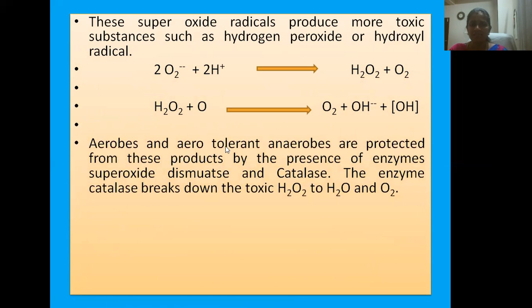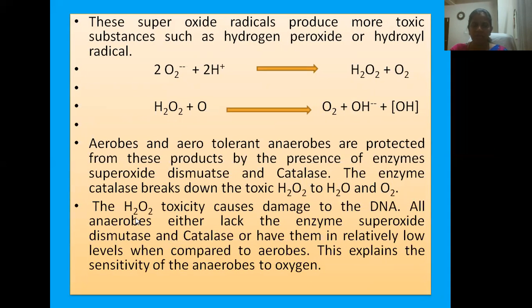Aerobes and aerotolerant anaerobes are protected from these products by the presence of the enzymes superoxide dismutase and catalase. The enzyme catalase breaks down the toxic hydrogen peroxide to a water molecule and oxygen molecule. The hydrogen peroxide toxicity causes damage to the DNA. All anaerobes either lack the enzymes superoxide dismutase and catalase or have them in relatively low levels when compared to aerobes. This explains the sensitivity of anaerobes to oxygen.